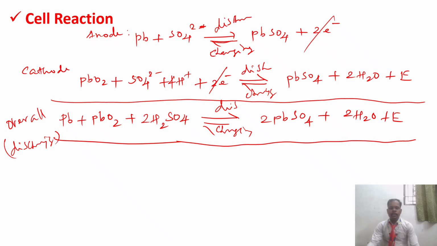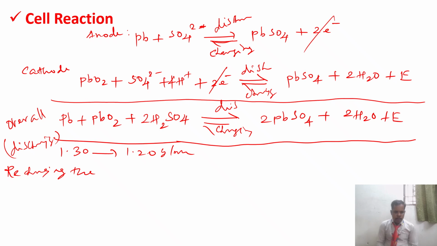From the above cell reaction, it is clear that lead sulfate is precipitated at both electrodes, anode as well as cathode. In this case, the sulfuric acid is used up. As a result, the concentration of sulfuric acid decreases and hence its density falls from 1.3 to 1.20 gram per ml. It means the battery needs charging, and when it is almost dry, the battery needs to be charged again. So next we should write the recharging of the battery. How to write the recharging battery equation? It's a very simple one.